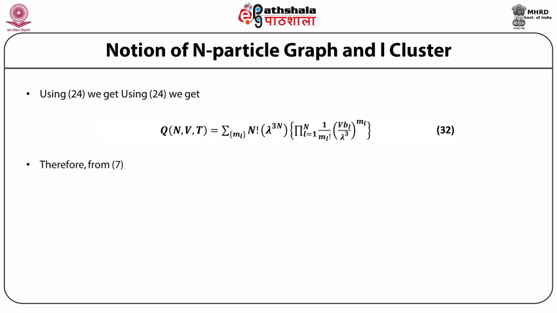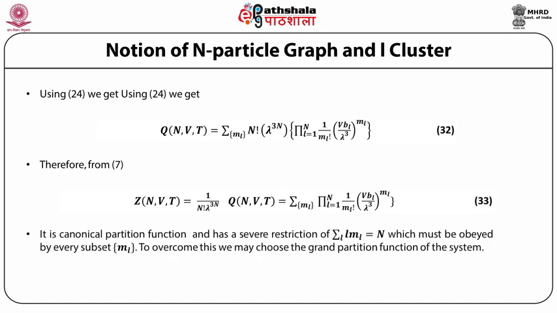Therefore, from equation 7, we get Z, the total partition function, equal to 1 upon N factorial λ^{3N} multiplied by Q(N,V,T), equal to the summation over the set {m_l} of the product over l equals 1 to N of 1 upon m_l factorial (V b_l / λ³) raised to power m_l. It is a canonical partition function and has a severe restriction, the summation over l of l m_l equal to N, which must be obeyed by every subset of m_l.